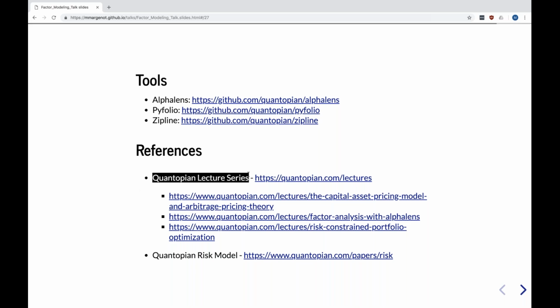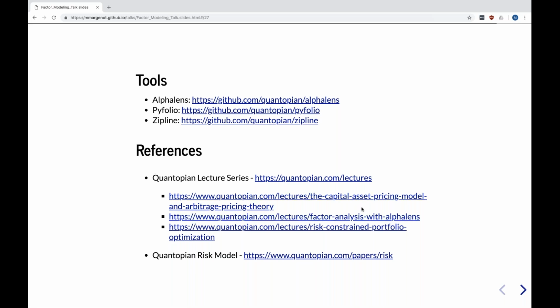For references, a lot of these graphics are taken from the Quantopian lecture series, which is the educational stuff that I run, and that's at quantopian.com/lectures. And in particular, if you're looking for factor modeling, there are at least 3 lectures specifically on this topic. I know there are more, but I felt like I'd pull out these ones in particular. This is the capital asset pricing model and arbitrage pricing theory, and that looks a little bit at the root development of the CAPM and of arbitrage pricing theory, this notion that we can decompose a return stream into individual factors.